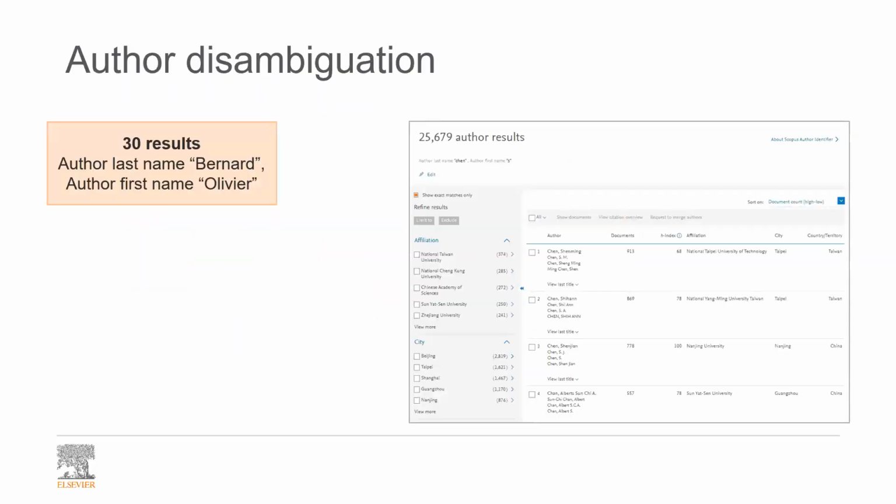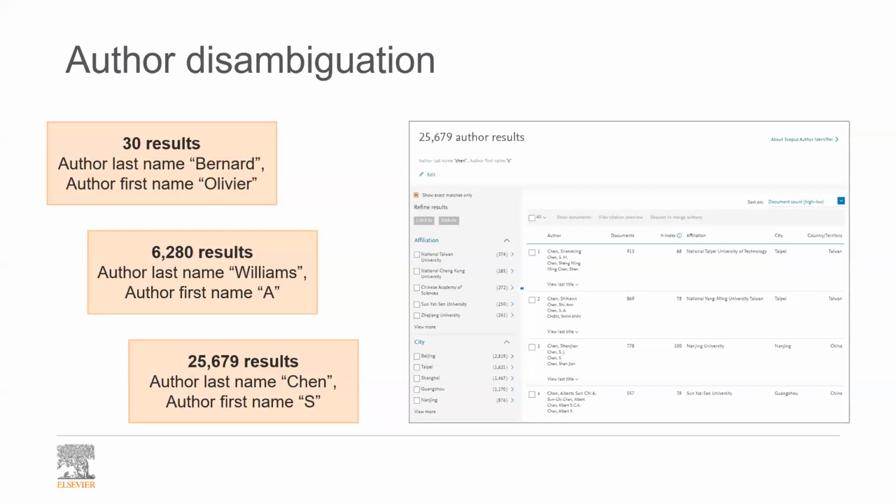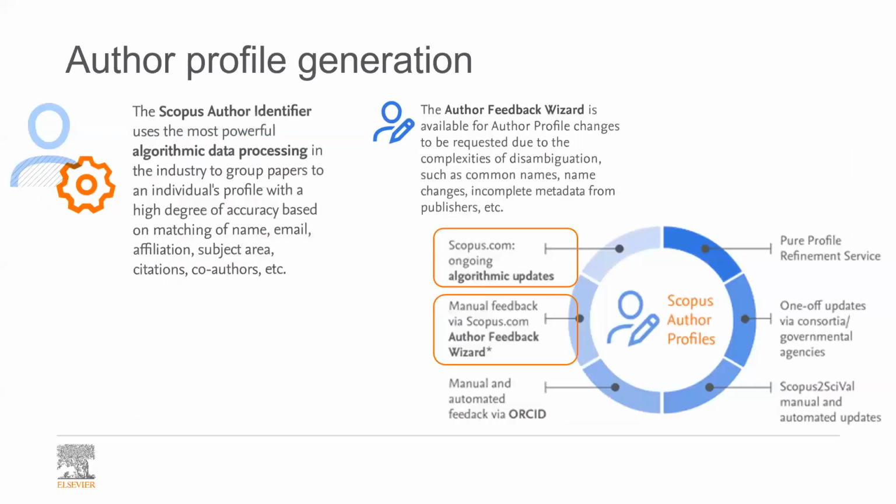So within author disambiguation, this is common: you'll probably find, say, 30 authors with the name Olivier Bernard, about 62,000 authors with the name A. Williams, and about 25,000 with S. Chen. So one thing I would encourage people to do is to always write their names in full. Please put in your last name where it should be and your first name where it should be as well. I think that's one thing which I will strongly emphasize.